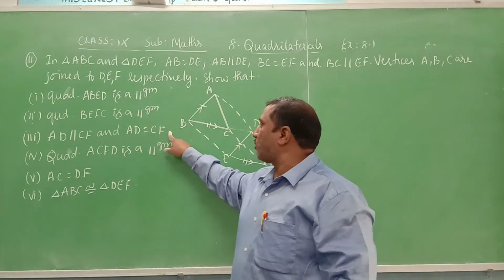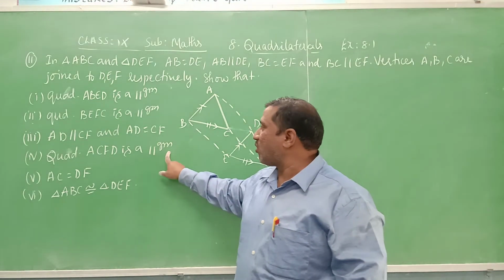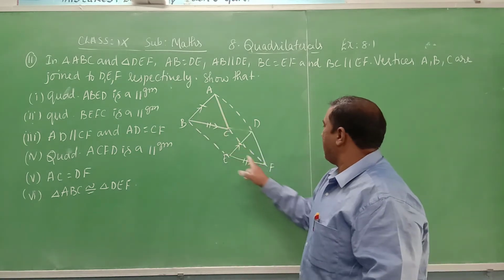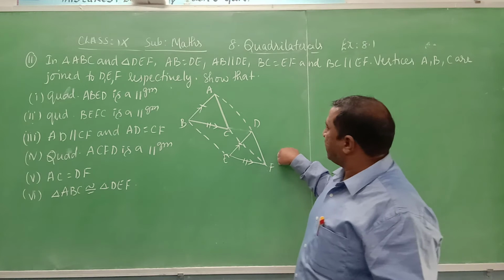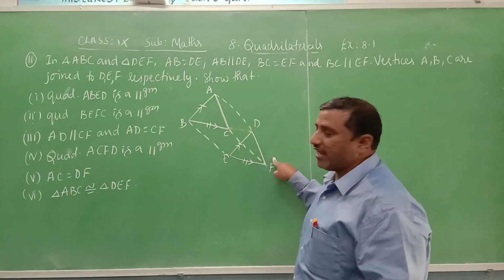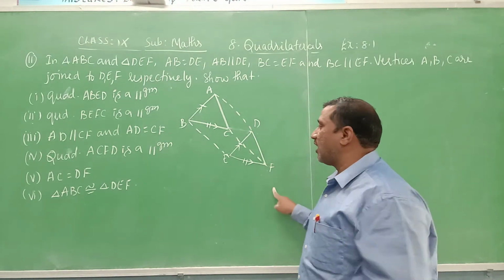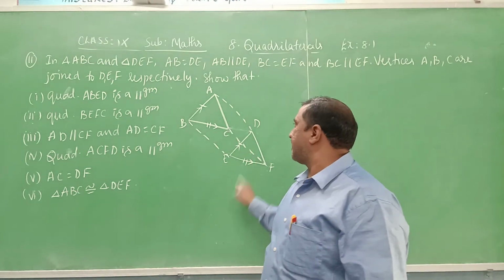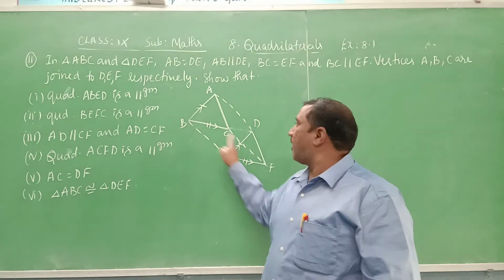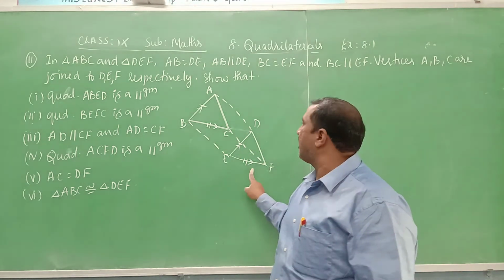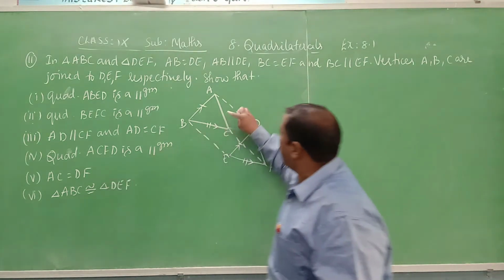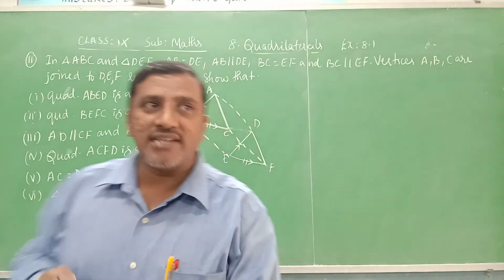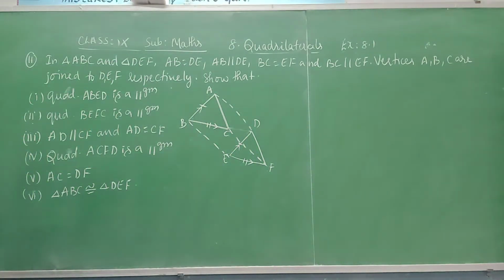Again from the third property we can prove the fourth one. This quadrilateral ACFD is a parallelogram. Therefore AC is equal to DF. That is opposite sides of the parallelogram. Then we have to prove these two triangles are congruent. Yes. AB is equal to DE and BC is equal to EF. It is given, and we have proved the fifth identity, AC is equal to DF. Now by SSS congruency, the two triangles are congruent triangles.